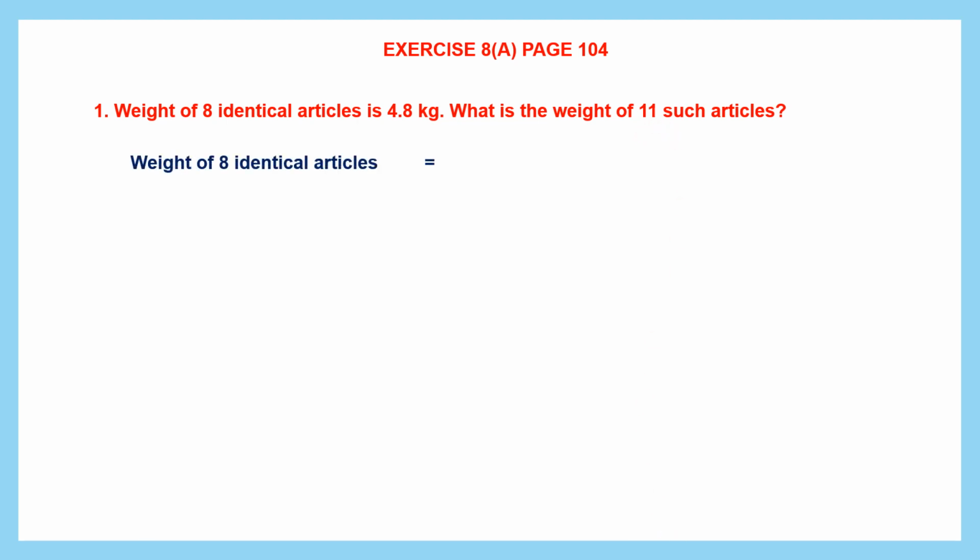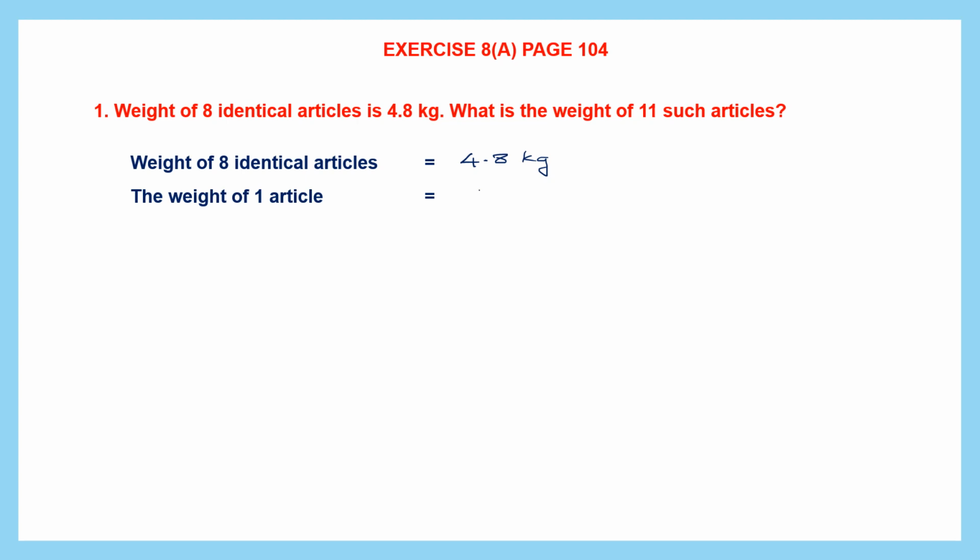Weight of 8 identical articles, which is already given to us in the question, is 4.8 kg. Now we have to find the weight of 1 article. Now, if 8 articles weigh 4.8 kg, 1 article will definitely be less, isn't it? Because 8 is so much, 1 will be lesser than that. So whenever it is less, you have to divide. That means I'm going to divide this 4.8 by 8. What is given in the first statement, that is what you're going to divide.